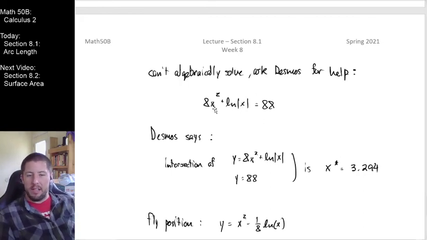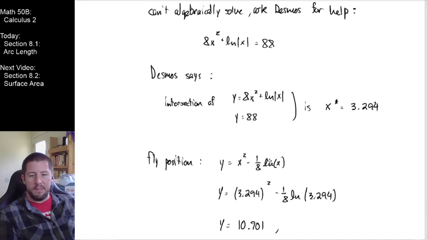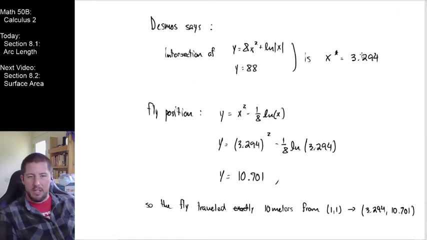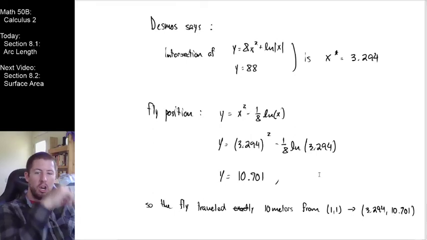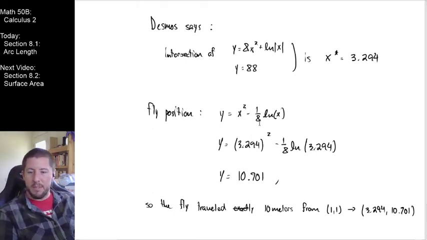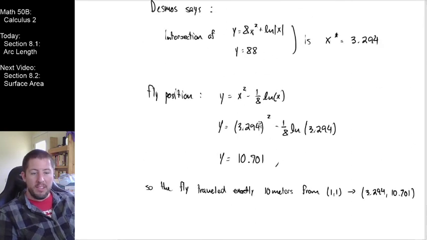So this was algebraically impossible, but still easy for us to go to Desmos and get a decimal approximation. I just got the decimal approximation for x in Desmos, plugged it back into our original position equation to get the y value, and now I can conclude with the final answer. 10 meters is the distance traveled from 1-1 to this point, not a straight line distance, but along the curve as described by the fly's position. So that's all I got for arc length.